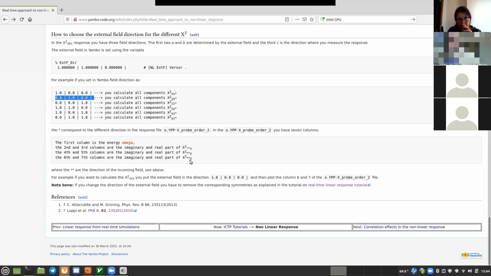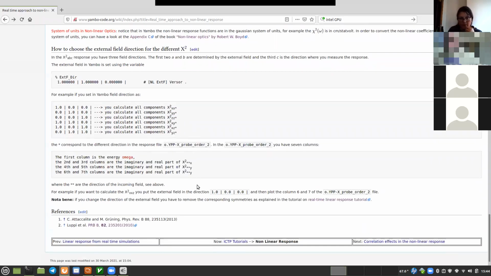In the file, there are different columns that correspond to the real and imaginary parts of the different directions. Here I see that there is an error. I will fix it. Okay, yeah, that's more or less.